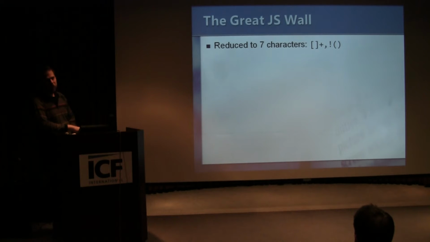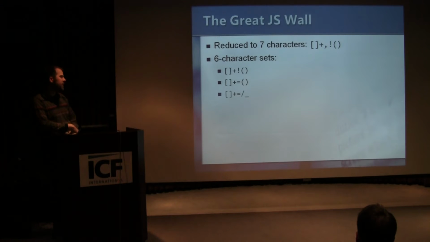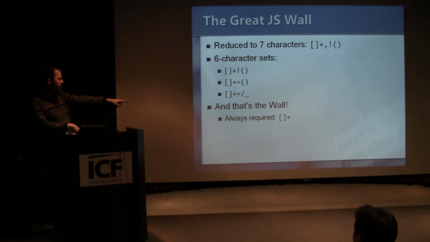How many of you think you can go further? Me. There are several different ways of doing it with 6 characters. These are just a few of the different sets. How many think you can go further? Me. Unfortunately, no. This is the wall. Because what it comes down to, you're pretty much always going to have your array notation, your concatenation. I mean, you can't get around using that.